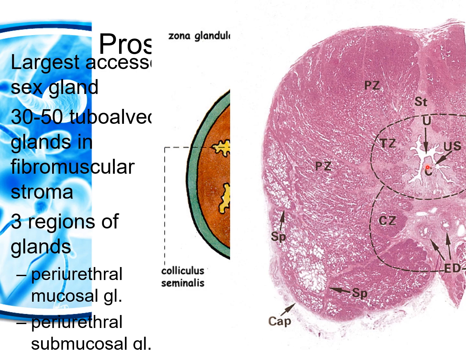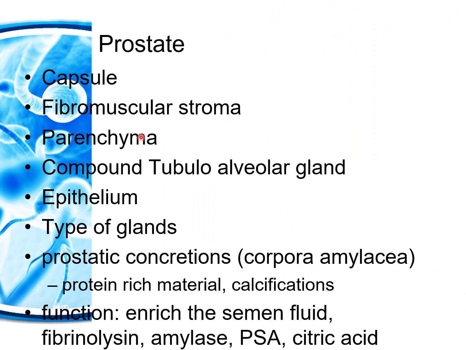In this diagram, another histological section taken through the prostate gland, you can see in the center this is the urethra, and this area is the transitional zone which contains the periurethral mucosal gland and periurethral submucosal gland, and this area is the central zone, and this is the peripheral zone. Prostate gland is covered by the capsule. It has a fibromuscular stroma.